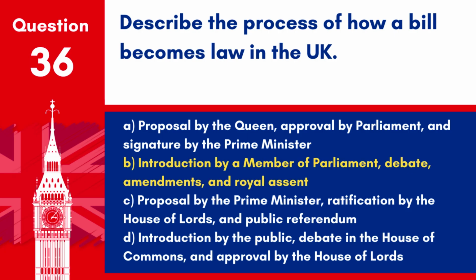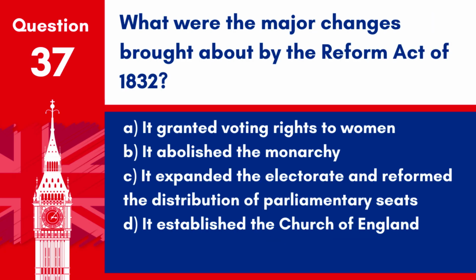Answer B. Introduction by a Member of Parliament, debate, amendments, and royal assent. A bill becomes law in the UK after being introduced by a Member of Parliament, debated, possibly amended, and receiving royal assent.